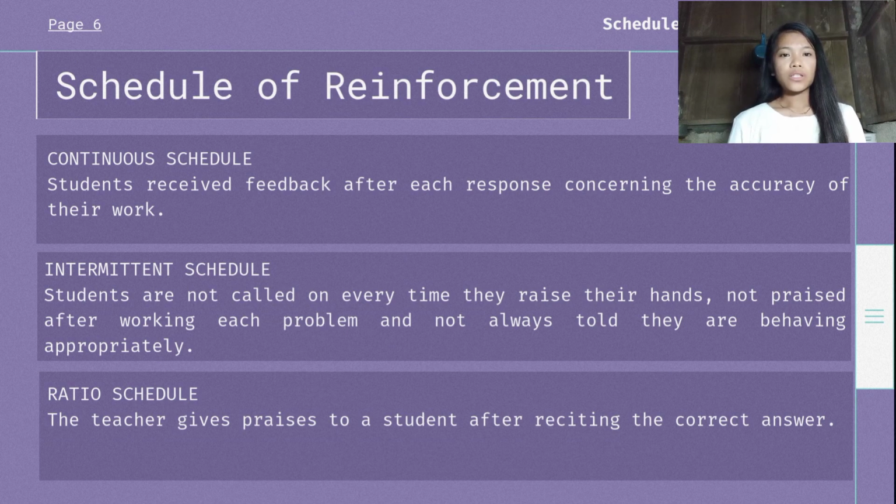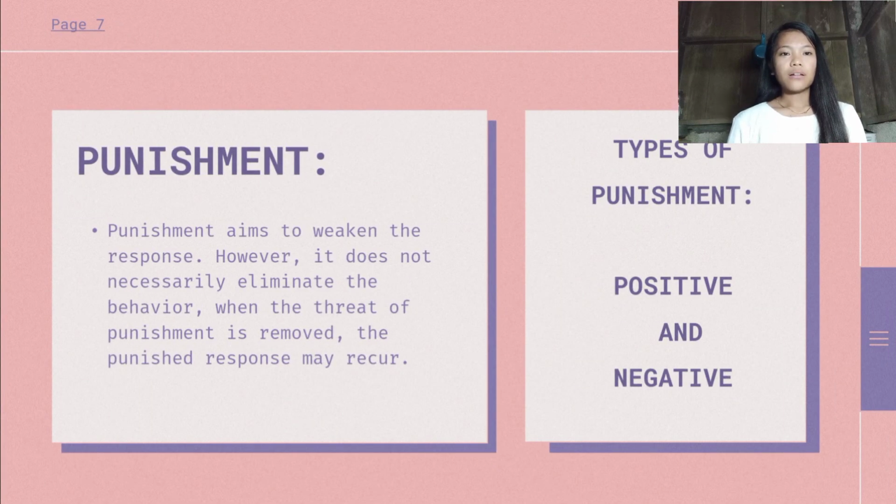So let's go on to punishment, which aims to weaken the response. However, it does not necessarily eliminate the behavior. When the threat of punishment is removed, the punished response may recur. So punishment aims to remove or eliminate and decrease negative behavior. By means of punishment, students will be able to reflect on their own actions. This punishment is also divided into two types, which are positive and negative.